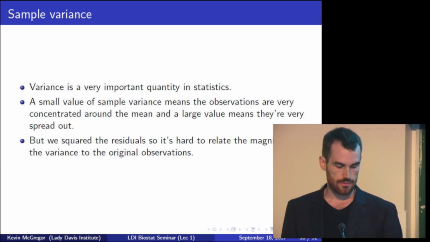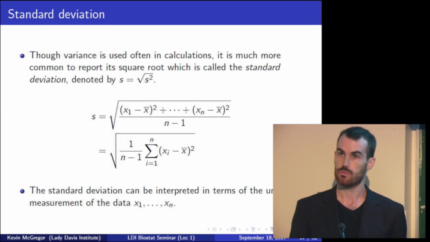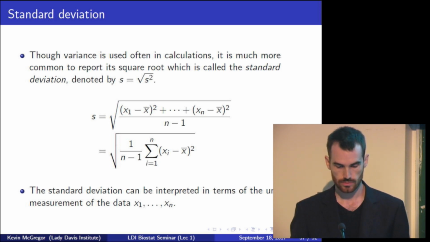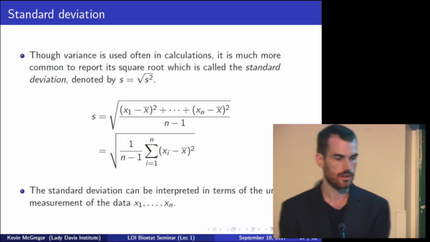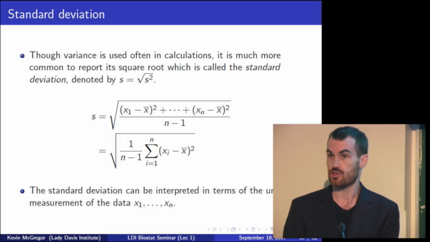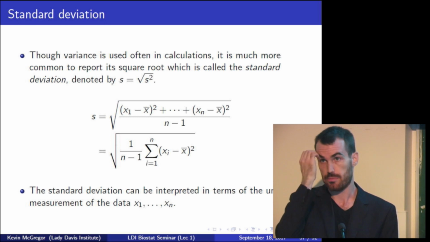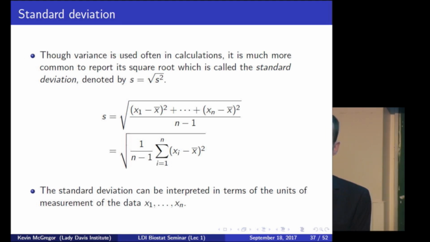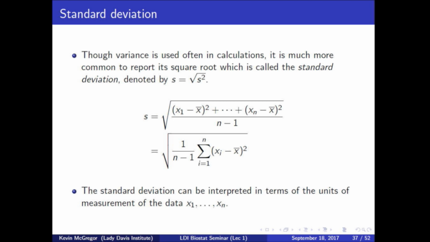So instead of looking at the variance, often what we do is we look at what's called the standard deviation. With the standard deviation, we basically just take the square root of the sample variance. By doing that, we actually get the values back to the original units of measurement. So if your original variables were in grams, then the standard deviation is also going to be interpreted in grams. If your variable was kilometers, then the standard deviation will also be interpreted in terms of kilometers.